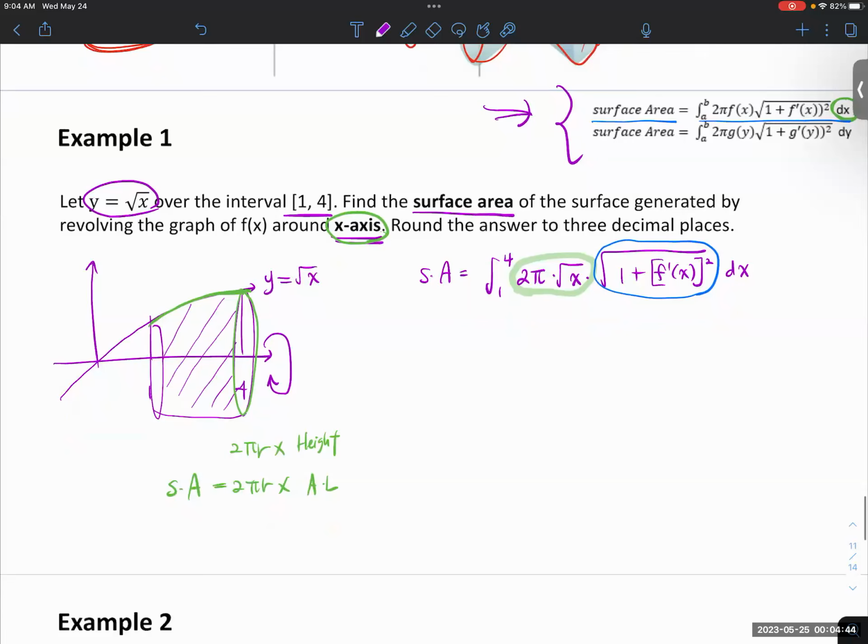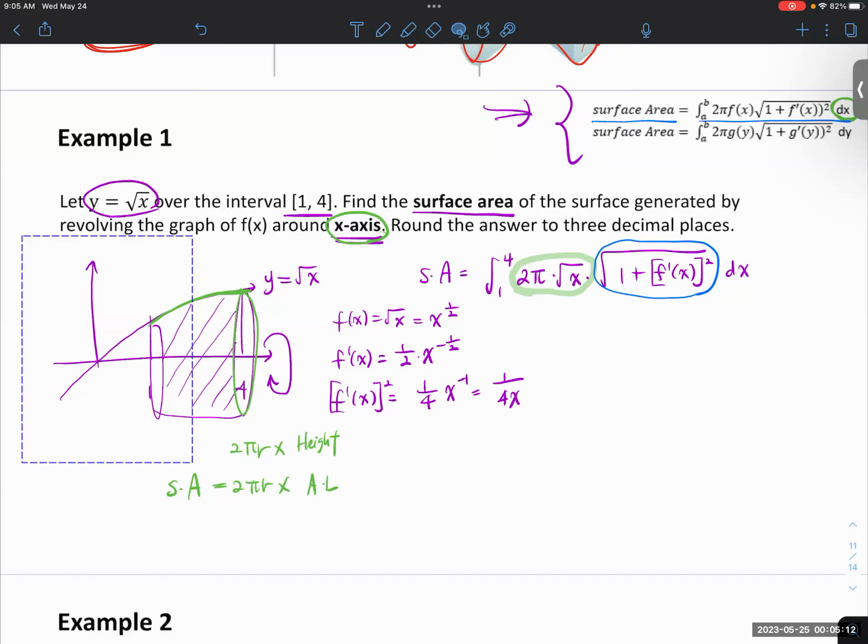So let's find it. f of x was radical x, which means x to the 1 over 2. f prime of x is 1 over 2 x to the negative 1 over 2, correct? And I'm going to take the second power, so it would be 1 over 4, and then you multiply by x to the negative 1. That means 1 over 4x, we got it. So let me just minimize a little bit.